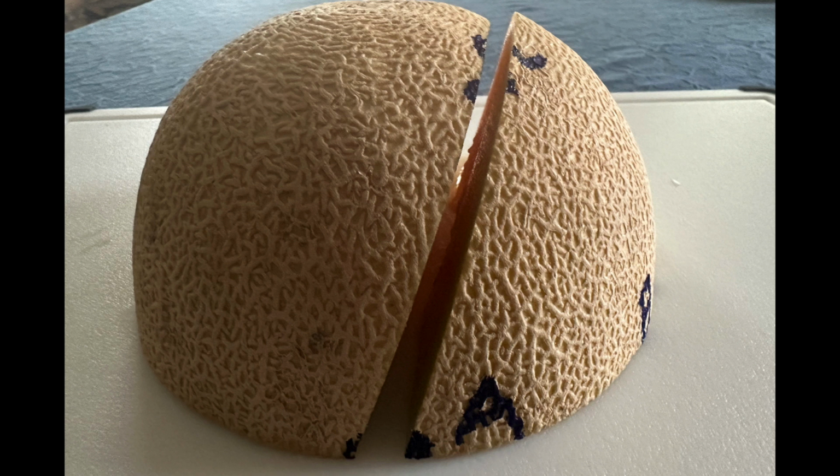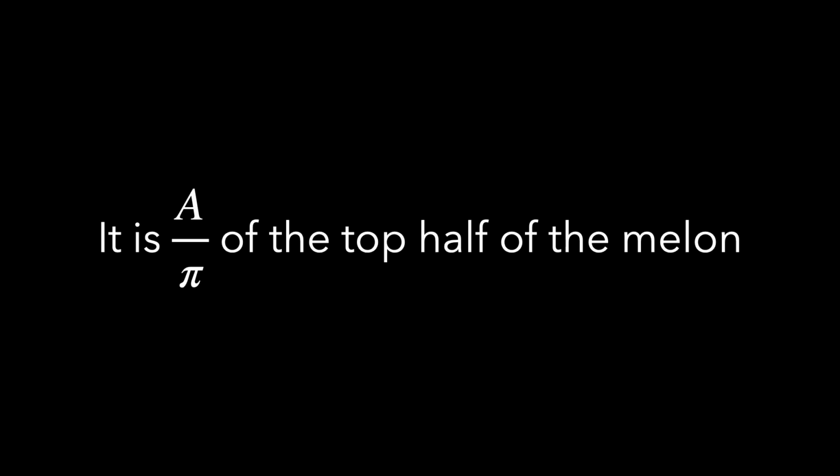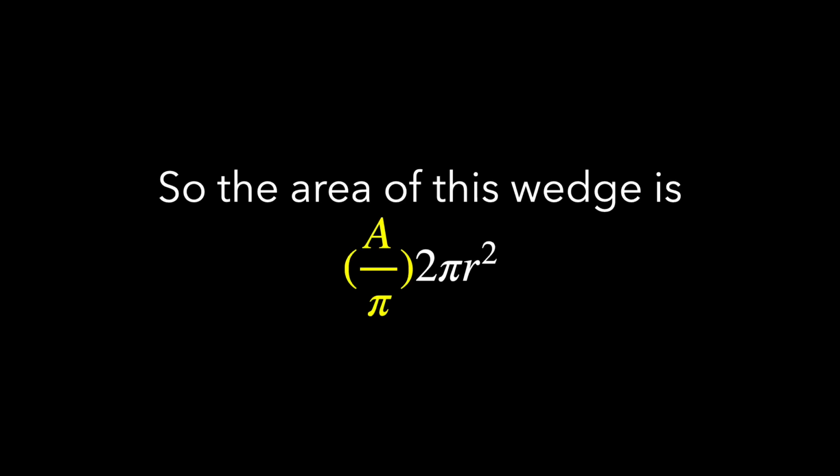Instead of measuring in degrees, we measure in radians, and so the angle of the wedge we can think of as being A radians, and that's out of pi radians, which is all the way around, and so what we get is A over pi of the top half of the melon. So the area of that two-sided figure is A over pi times the whole top of the melon. In other words, it's A over pi times 2 pi r squared. The pi's cancel, and we get 2Ar squared, which is surprisingly simple.